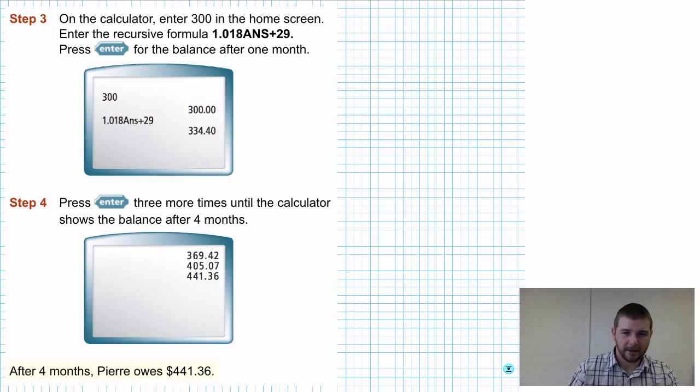$441.36. I'd encourage you to pay very careful attention to this problem. It helps you get the most out of this really powerful resource, your graphing calculator. Perhaps rewind and actually work through this problem on your own. And that is particularly true if you struggle with the got it question that is coming up.